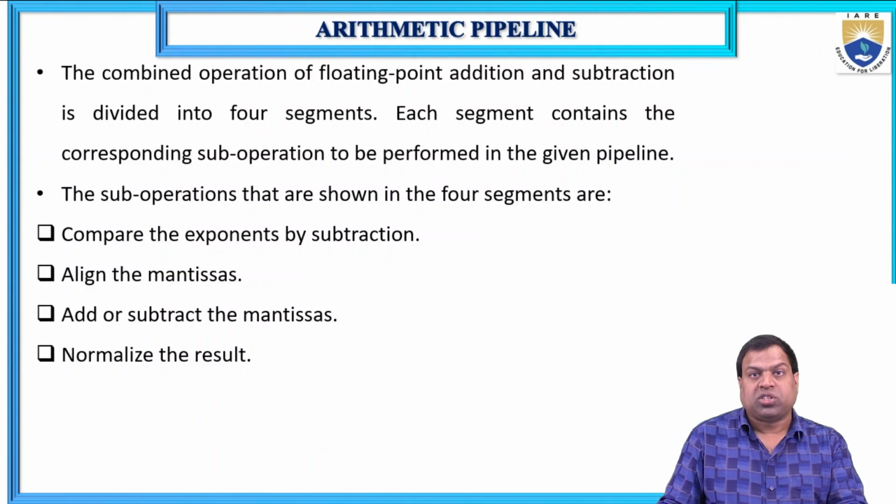The combined operation of floating point addition and subtraction is divided into 4 segments. Each segment contains the corresponding sub-operation to be performed in the given pipeline. The sub-operations shown in the 4 segments are: compare the exponents by subtraction, align the mantissa, add or subtract the mantissa, normalize the result.